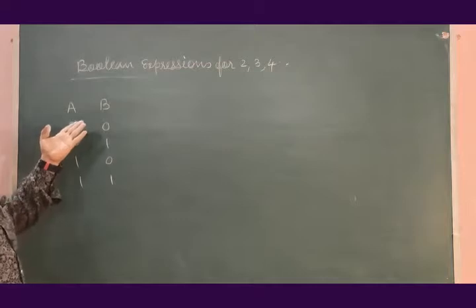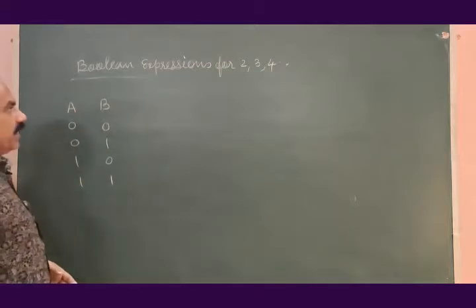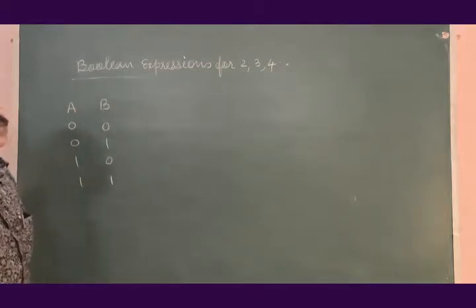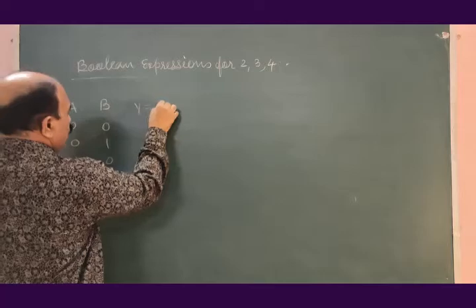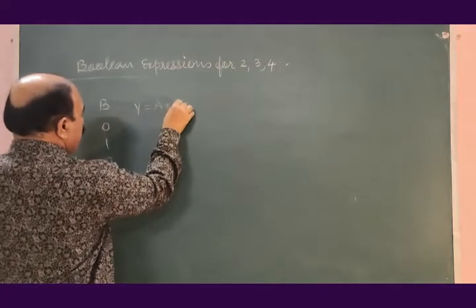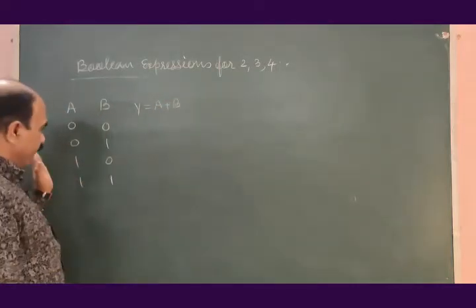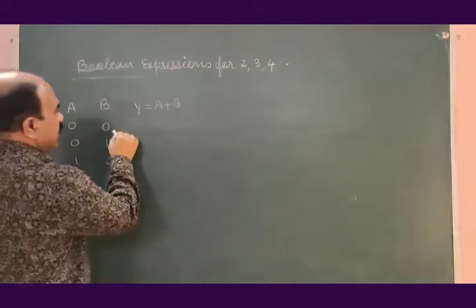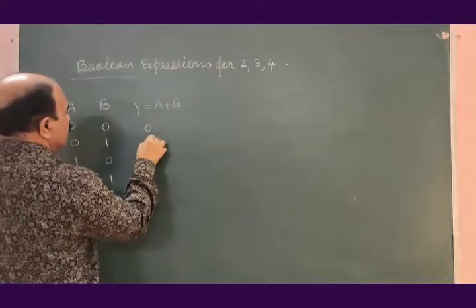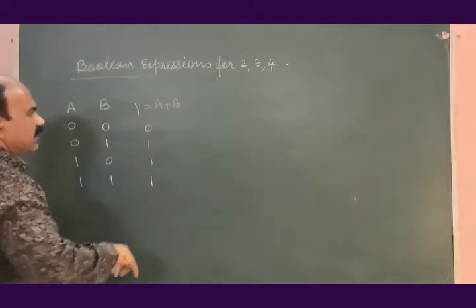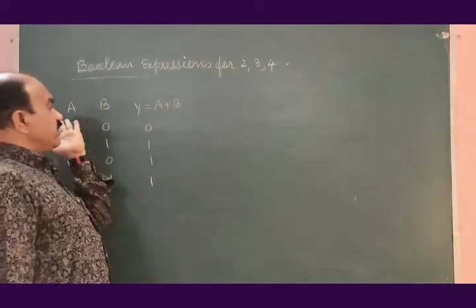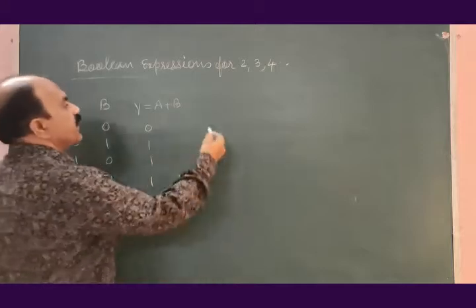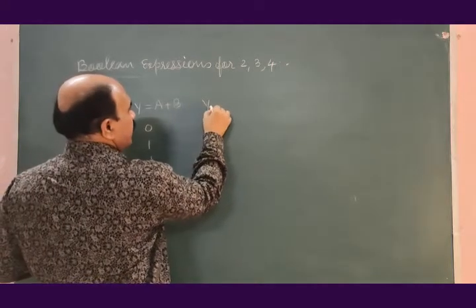Now, if you are asked to write the expression for OR operation, y will be equal to A or B, and for these input conditions, here y will be 0, here 1, here 1, here 1.